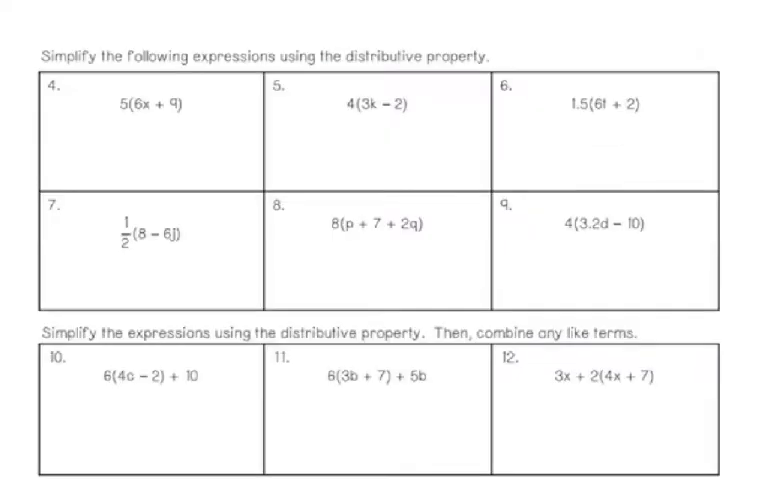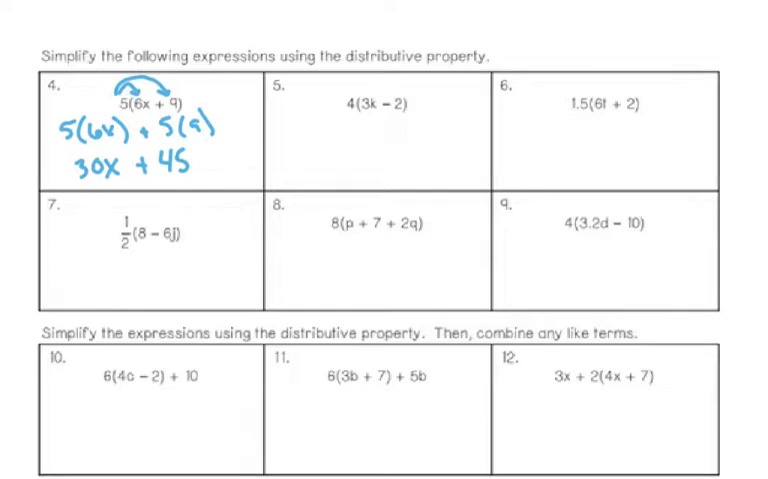In the next set of problems, we're going to simplify the expressions using the distributive property. In number 4, I'm going to distribute or share this 5 to both the 6x and the 9 that are inside of the parentheses. Once I distribute that, I get 5 times 6x plus 5 times 9. The 5 times 6, I can multiply 5 and 6, which is 30. We have to remember to keep our variable, so I've got to keep that x. In the other part of my expression, I have 5 times 9, which is 45.